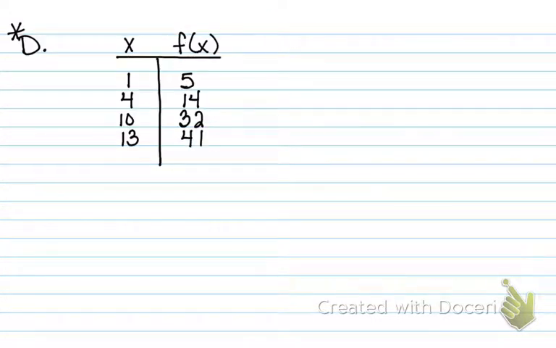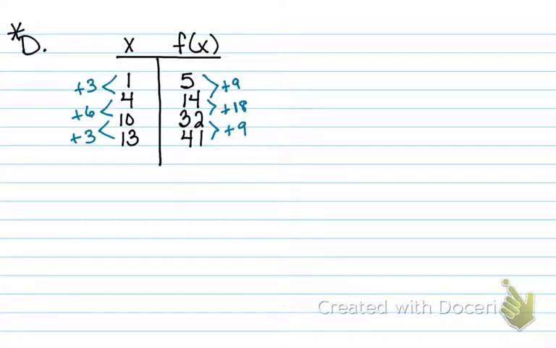This is a 1 star, so I want you to try it and then come back and see how you did. All right, so on this one, when you first start, you may notice that it's not consistent all the way down. I have a 3, then a 6, and a 3, and then a 9, an 18, and a 9. So remember, I'm looking at the change of y's over the change of x's. So if we look at this first pair here, from 1 to 4, we went 3. From 5 to 14, we went 9. So 9 over 3 simplifies down to 3. So that tells us the slope is 3.